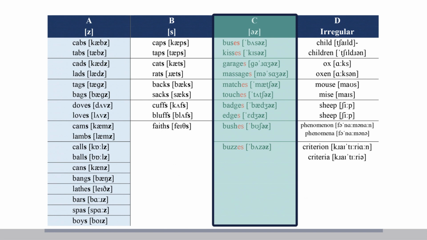Buses, kisses, bushes, buzzes, garages, massages, matches, touches, badges. Here, sometimes in the regular writing system, you have the addition of s only, or sometimes you have the addition of es. That has to do with regular orthography.